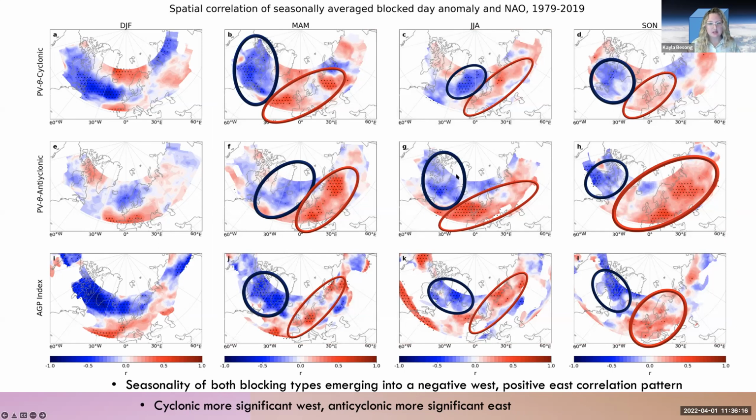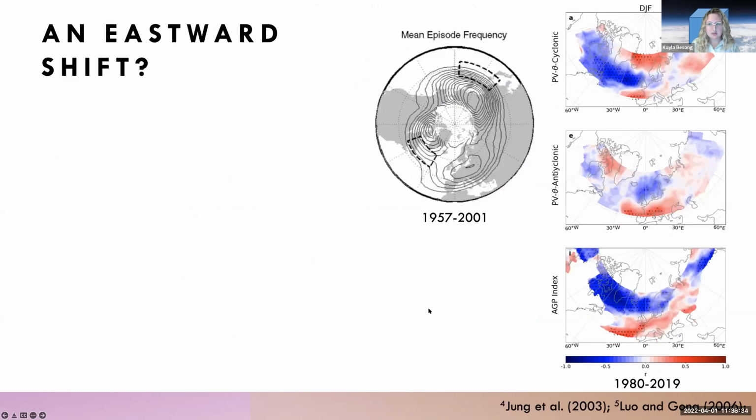Moving on, the seasonality of the blocking correlation does emerge into that negative west, positive east correlation pattern. And as you can see in these circles, even highlighted in the AGP index. It is shown though that the cyclonic is more significant to the west and anticyclonic more significant to the east. So I did mention that there is an eastward shift right here compared to Wooling's, who did it here. And that could be why my correlations are slightly different than his.